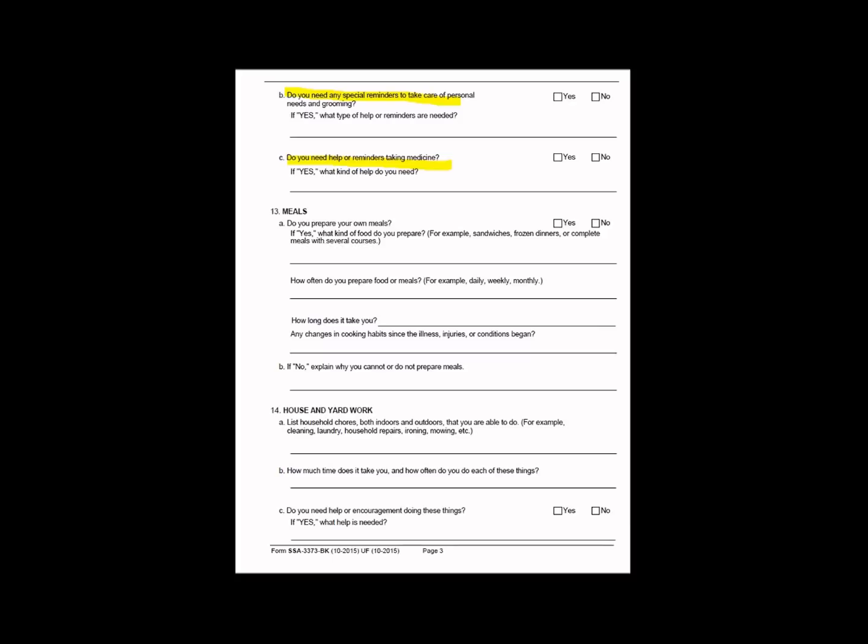And when you're asked what kind of help you need? Somebody takes my prescriptions down. They write down when I'm supposed to take them. They can remind me constantly. Those are little nuances that you want to explain in detail.